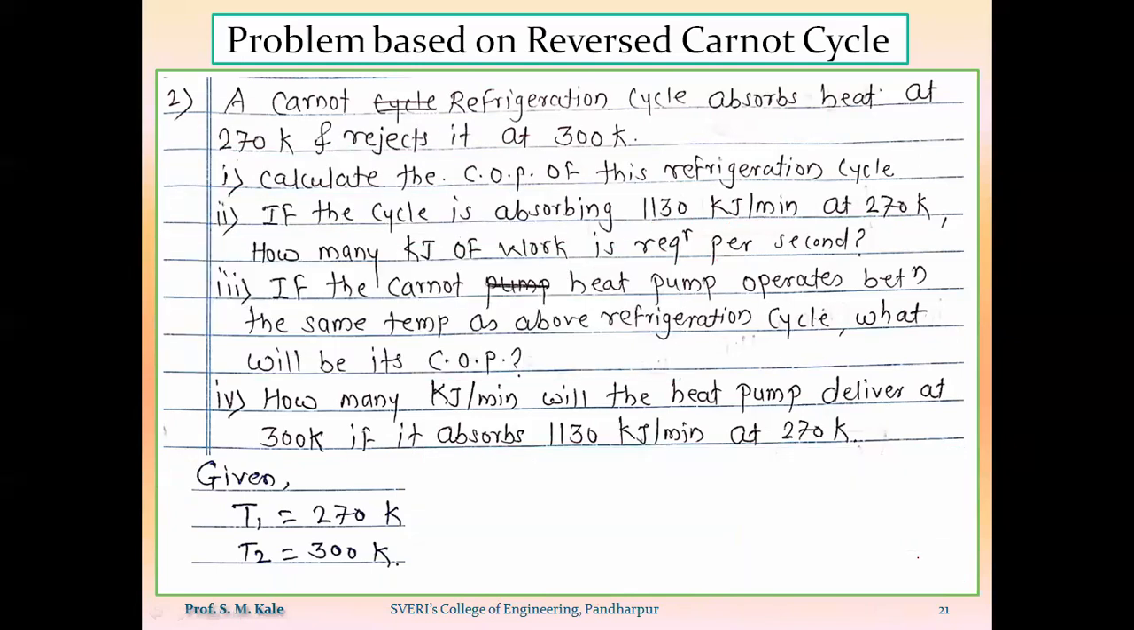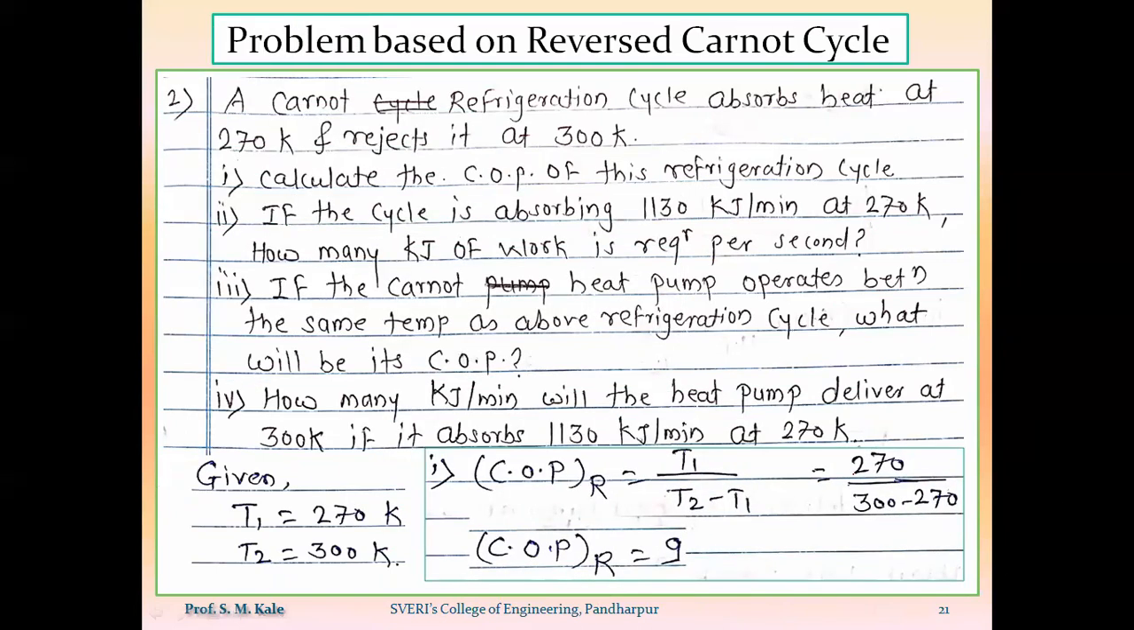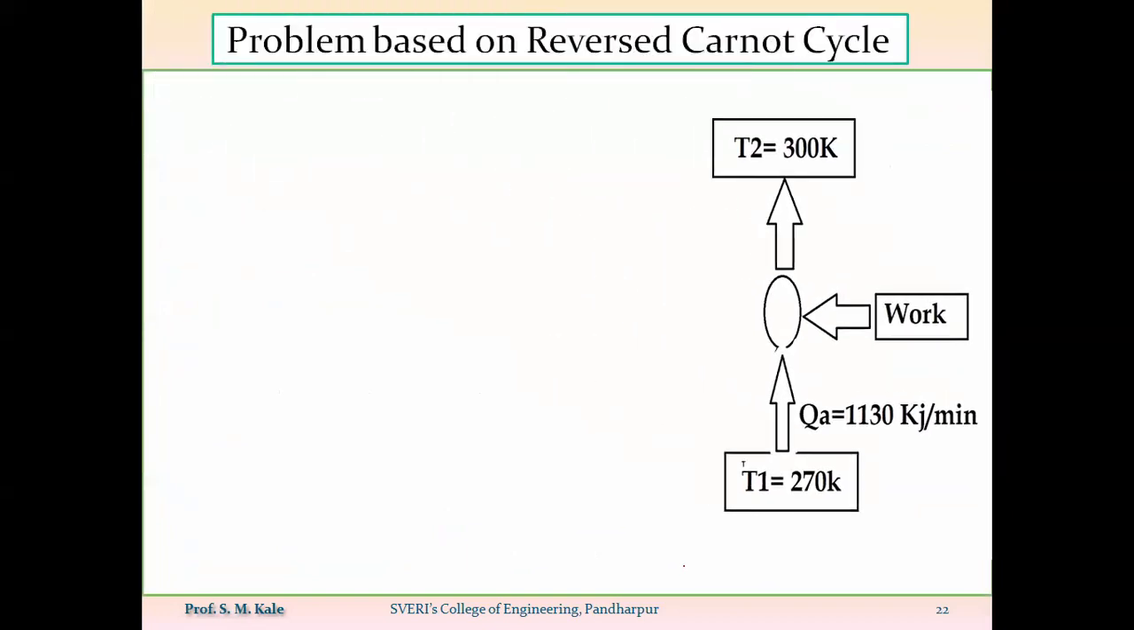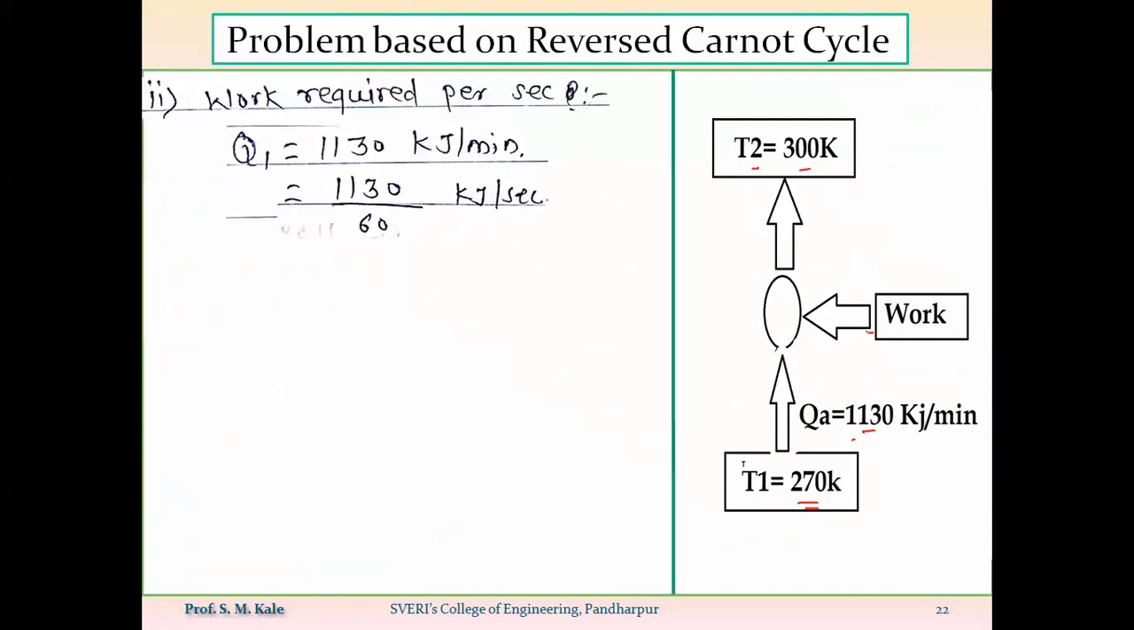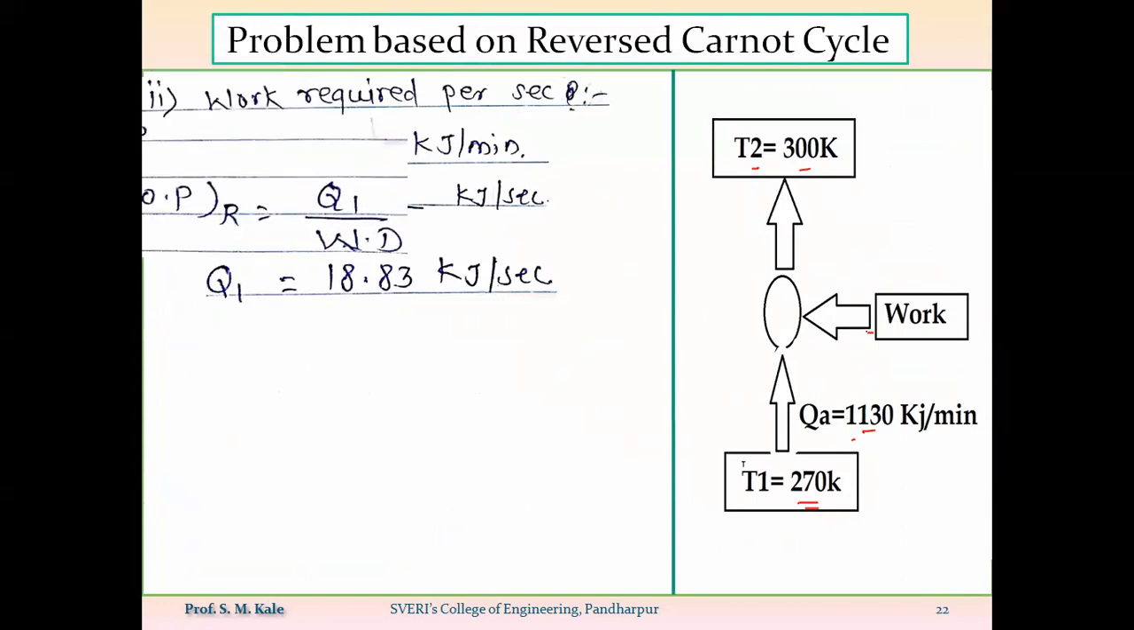We know that, first of all, the value of T1 is 270 Kelvin and the value of T2 is 300 Kelvin. Then COP will be calculated as T1 divided by T2 minus T1, so we get the value of COP as 9. This was the schematic diagram. We absorb heat at 270 Kelvin, 1130 kilojoule per minute, and reject it at 300 Kelvin, and in that process work is given. So first, to calculate the work done, Q1 is equal to 1130 kilojoule per minute. Convert it into kilojoule per second: the value of Q1 is 18.83 kilojoule per second.